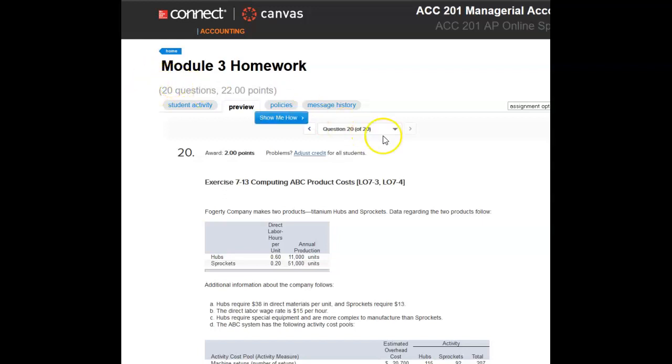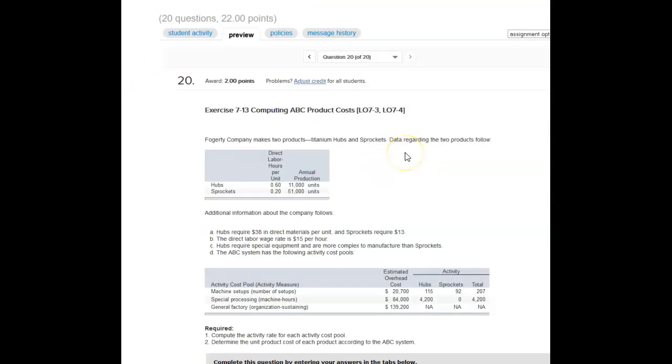So let's get started. First of all, here's the information given to us, and this is an activity-based costing problem. We're making two products, hubs and sprockets. First look and see how many direct labor hours are needed per unit to complete a hub and a sprocket. Both of them use less than one. It takes 0.6 of an hour, just over half an hour, to manufacture one hub, and only 0.2 hours to manufacture one sprocket.